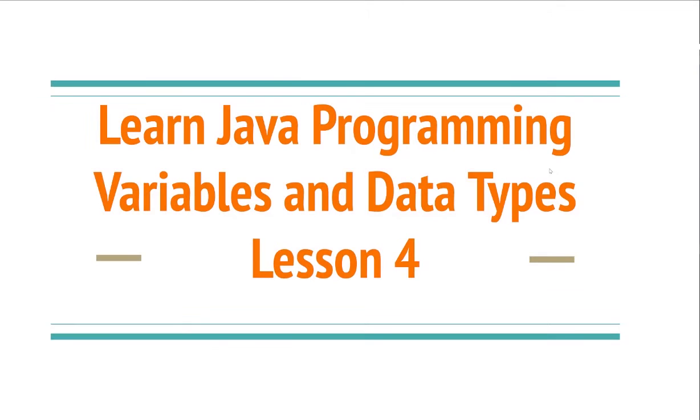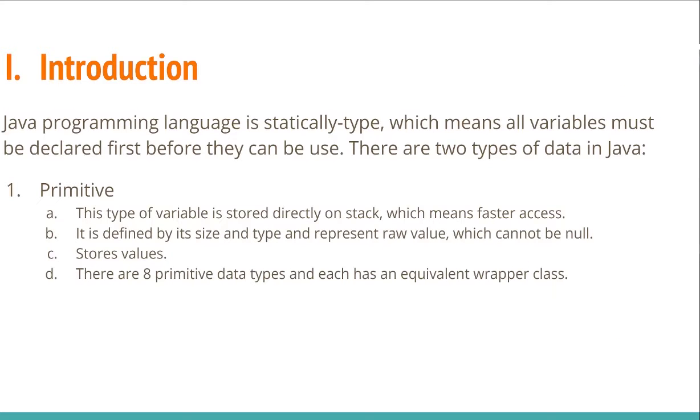As we continue to learn Java programming, we are now on lesson 4, which is about variables and data types. Java programming language is statically typed, which means all variables must be declared first before they can be used. There are two types of data in Java.